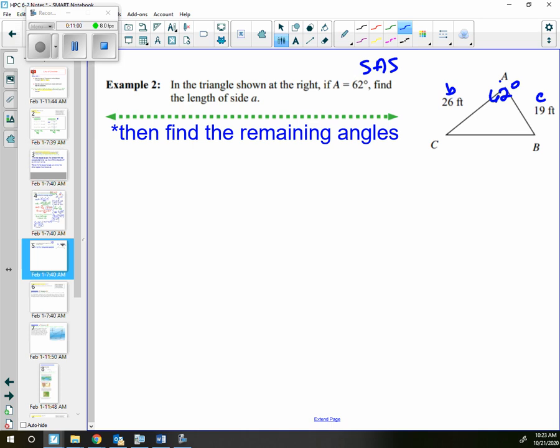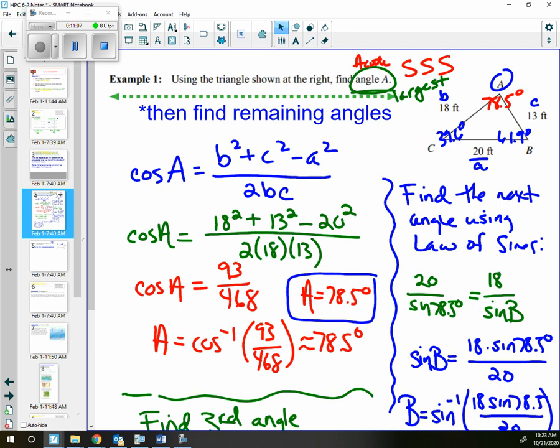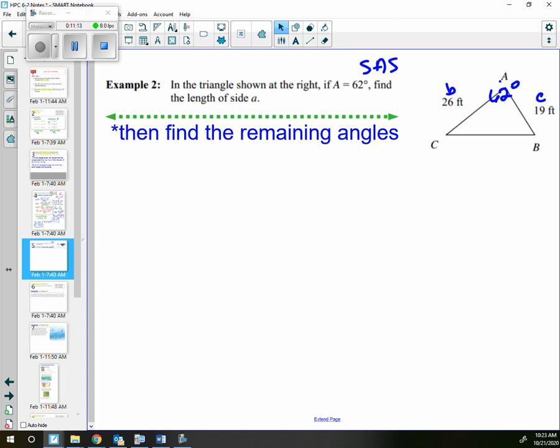One thing I want you to notice right away: you have an A, a B, and a C, two sides and the included angle. In the last one, we also had an A, a B, and a C. So that's a shortcut way to know that you need to use law of cosines. All three letters, right? You have an A, a B, and a C.